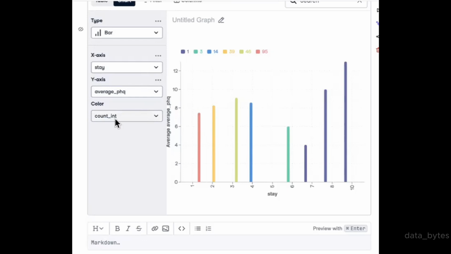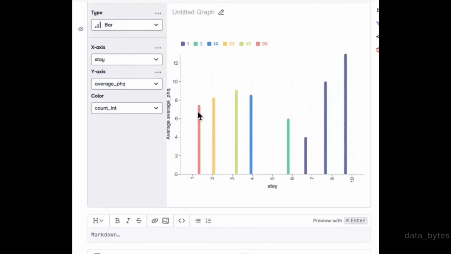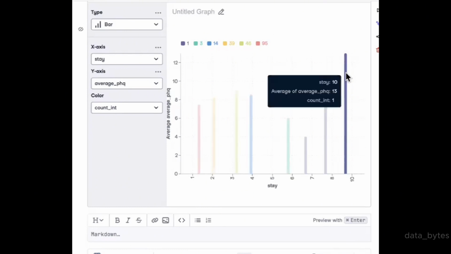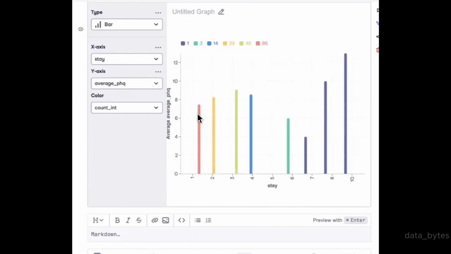I have given the count of international students in the color field. So these are the count of international students. So when you closely observe the bar graph, you can see that there is a general upward trend in the average PHQ scores as the stay duration increases. So, for example, if you stay for 10 years, you can see that the average PHQ is the highest. So, when compared to the lower stay duration.